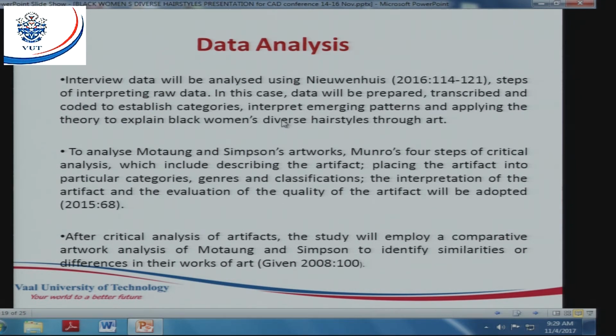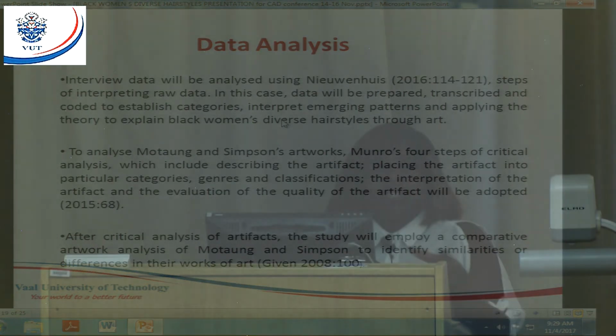To analyze Motaung and Simpson's work, Munro's 4 steps of critical analysis will be used, which include describing the artifact, placing the artifact into a particular category, the interpretation of the artifact and the evaluation of its quality, and lastly, applying the theory to explain the artwork. After critical analysis of these artworks, the study will employ a comparative artwork analysis of Motaung and Simpson's work to identify similarities and differences in their artworks.